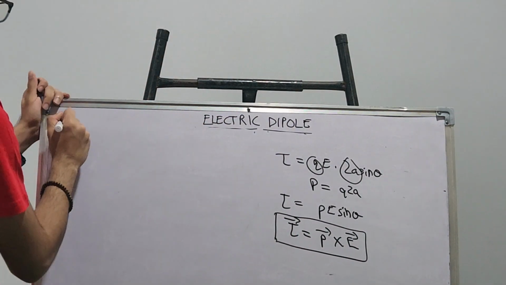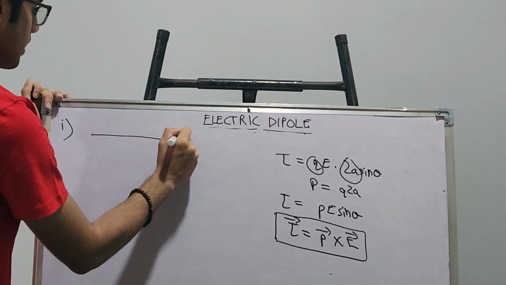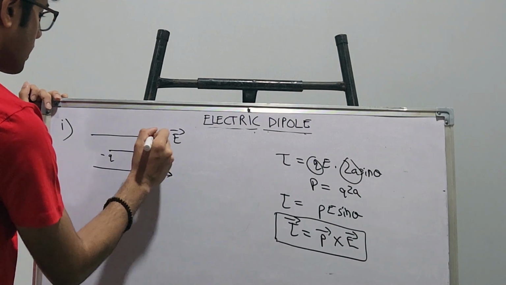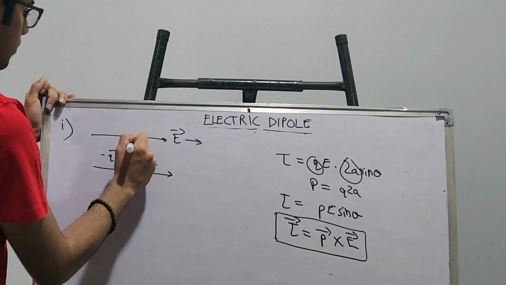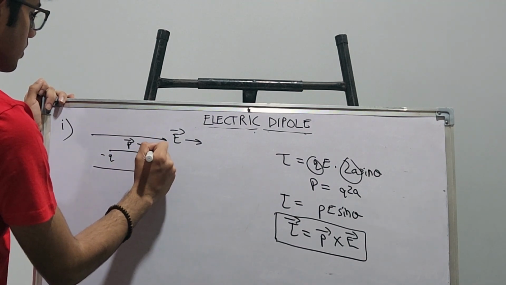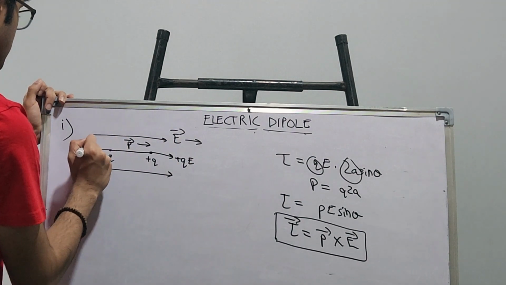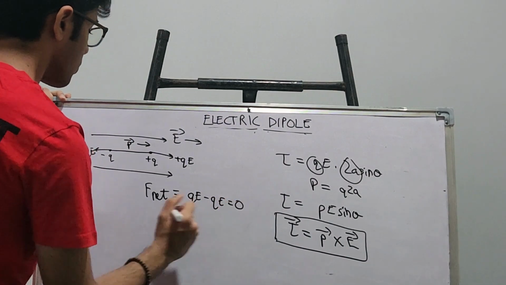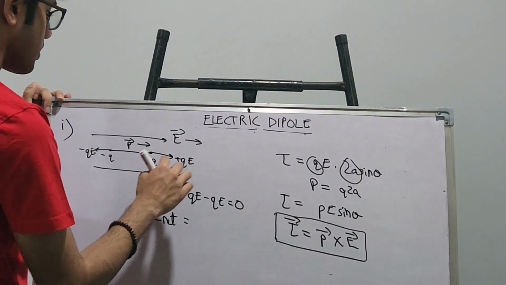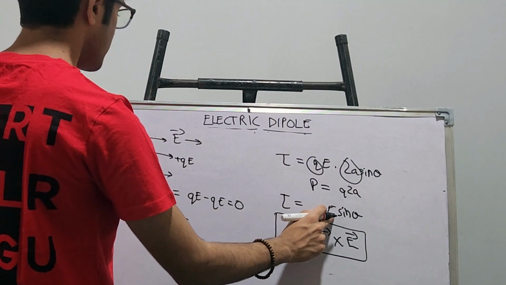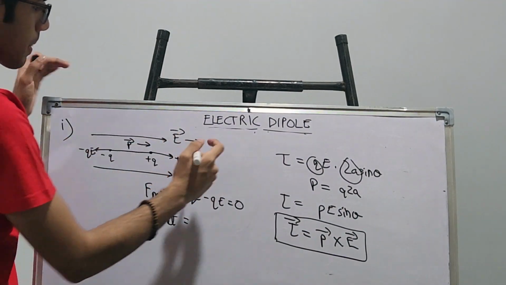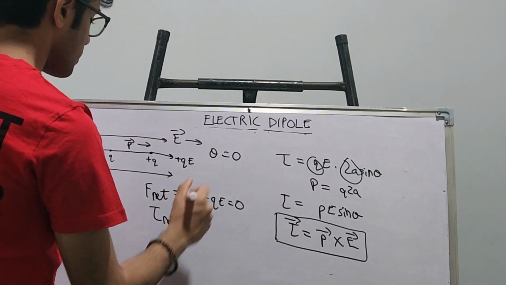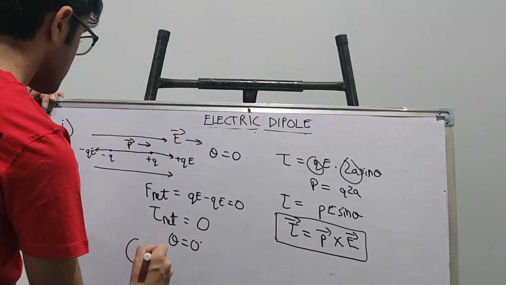Now let's talk about some special cases again. This is the electric field, and suppose our dipole is kept like this. This is minus q, this is plus q. Direction of electric field is from left to right, and direction of the dipole moment is also from left to right. This would be plus QE and this would be minus QE. So basically F net would be QE minus QE, which is equal to 0, and tau net would be, since theta is basically the angle between P and E, and since the dipole moment and electric field are in the same direction, theta here would be 0. So if we plug in theta is equal to 0, sine 0 is just 0, so tau net would also be 0. This is for theta is equal to 0 degrees, and this is a case of stable equilibrium.